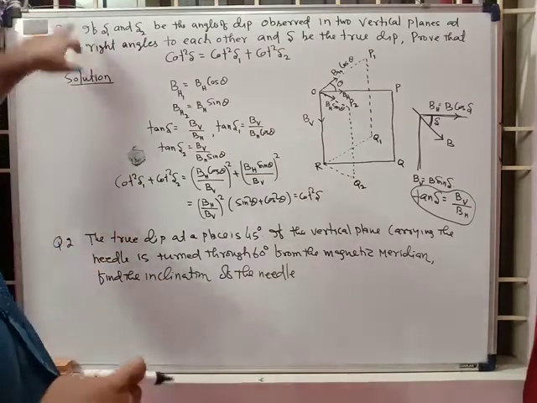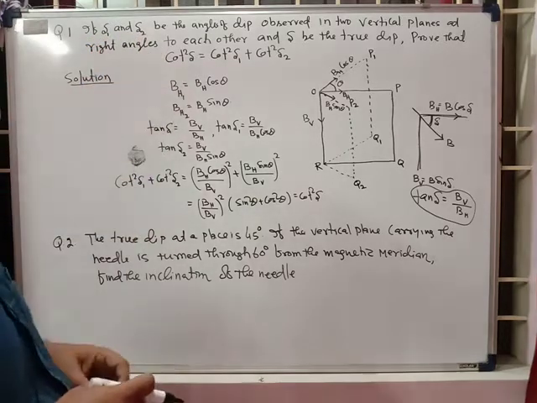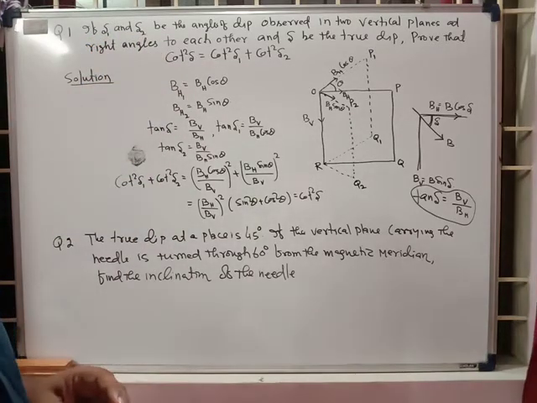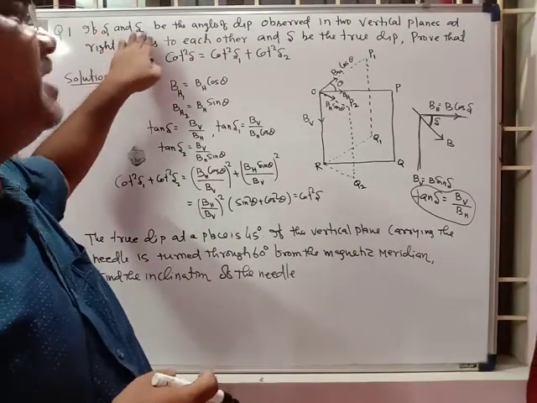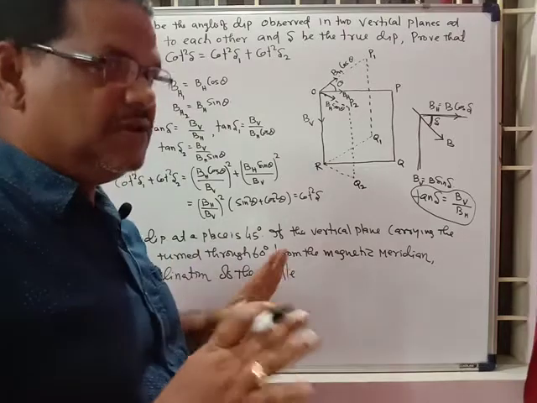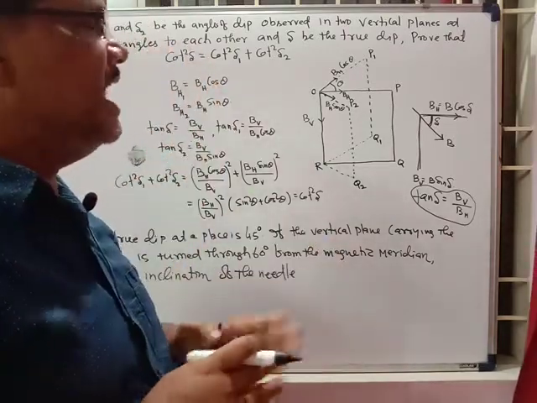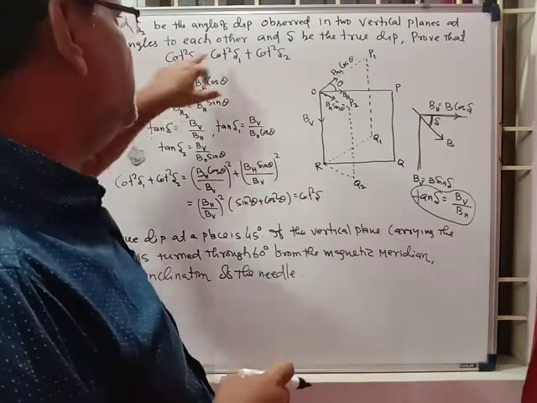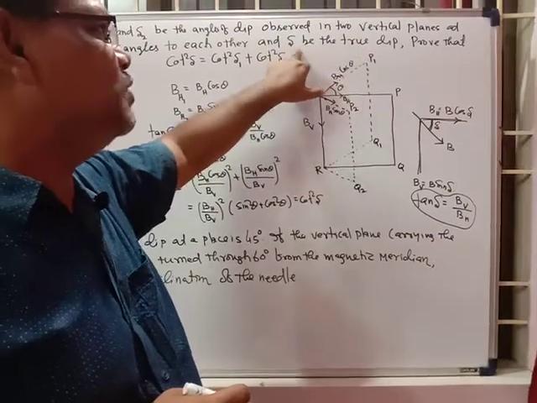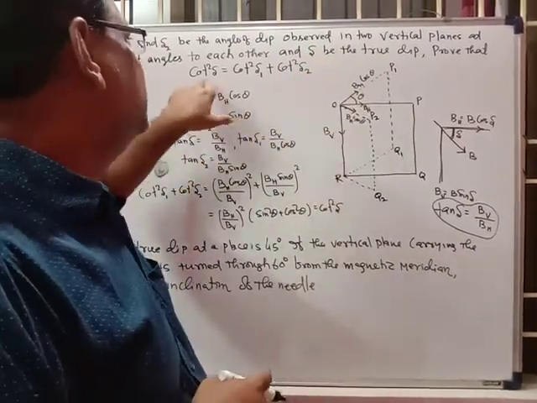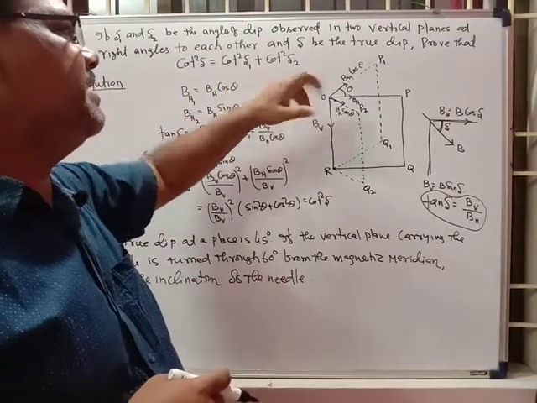Question number 1: if delta 1 and delta 2 are the angles of dip observed in two vertical planes at right angles to each other, where delta 1 and delta 2 are virtual dips, not the true dip, observed from two vertical planes perpendicular to each other, and delta is the true dip, the actual dip, prove that cot square delta equals cot square delta 1 plus cot square delta 2.